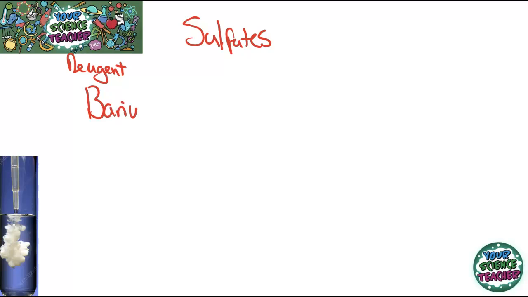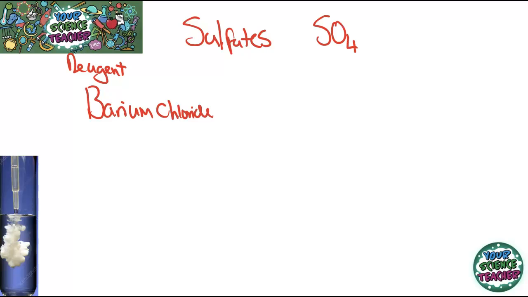The last negative ion that we're going to test for is for sulfates. And sulfates we test for by adding barium chloride. That's our reagent. We also want to acidify it as well in order to get rid of any carbonates if they're present as well. So we could add an acid again. Don't add sulfuric acid because that would contain the sulfate ion.